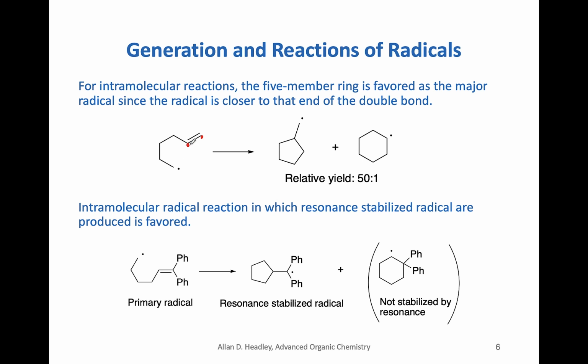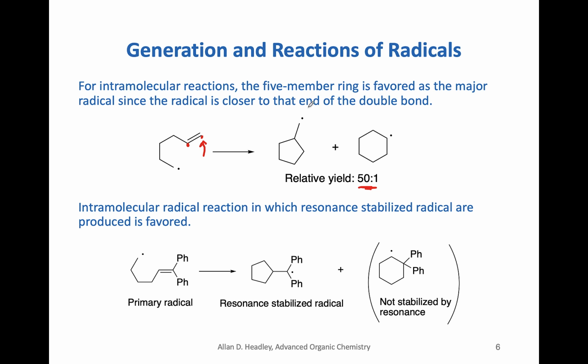If it forms right here, you have here a primary radical. If it forms over to here, you form a secondary radical. So you know that the secondary radical is more stable than a primary radical. But it is shown that this is 50 to 1, so we have more of this.